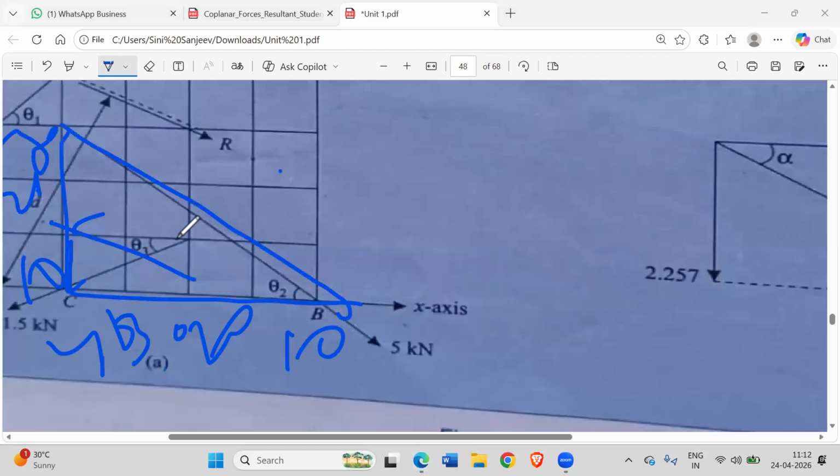Now it has come. So theta 3 again. Vertical also where it is going, it is going down only. So that is the reason it is minus 1.5 for the vertical also. You can see clearly.